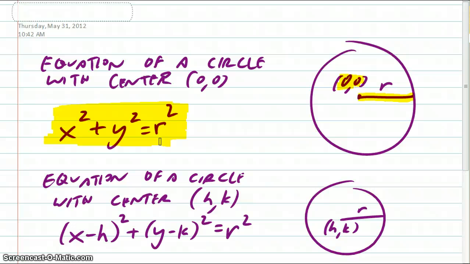The other equation is if the center's not at 0, 0, but it's at h, k, for example, you'll use this other formula here. You'll have the x minus h squared and the y minus k squared. Make sure you match up the x value with the x value and the y value with the y value. And r is still the radius length.